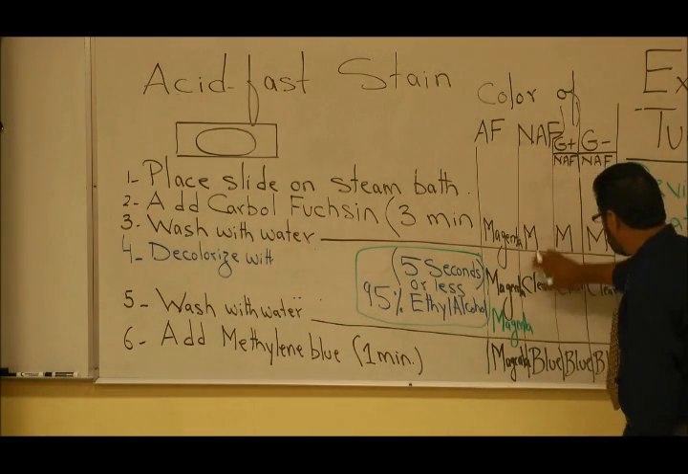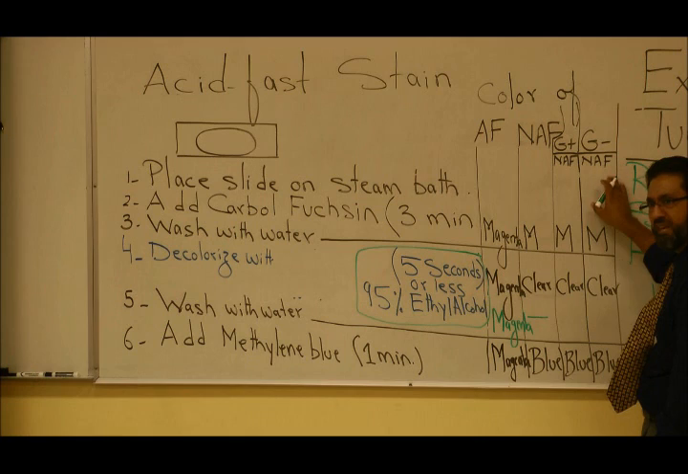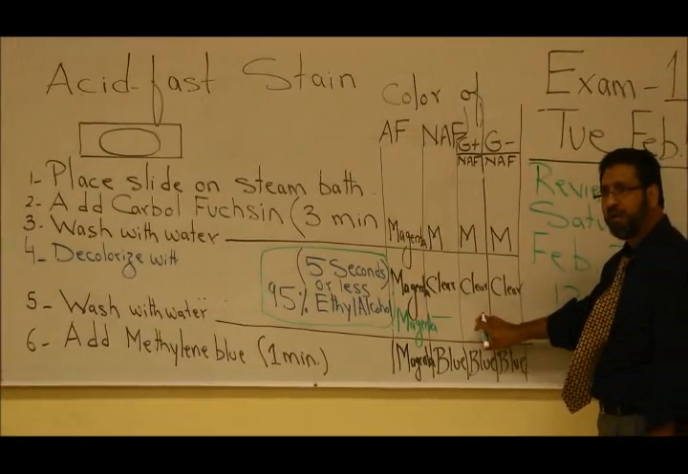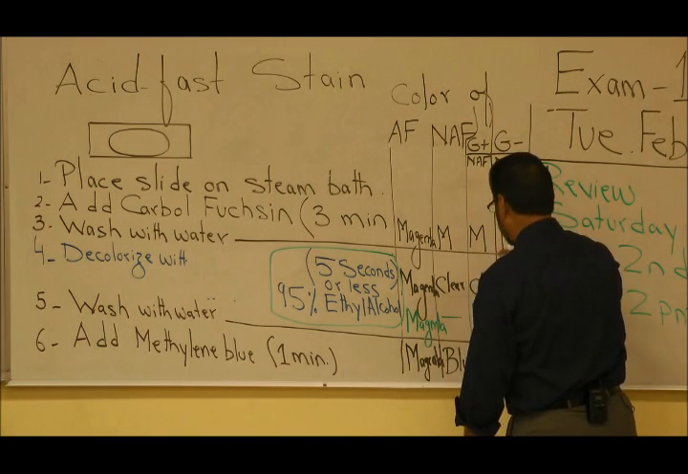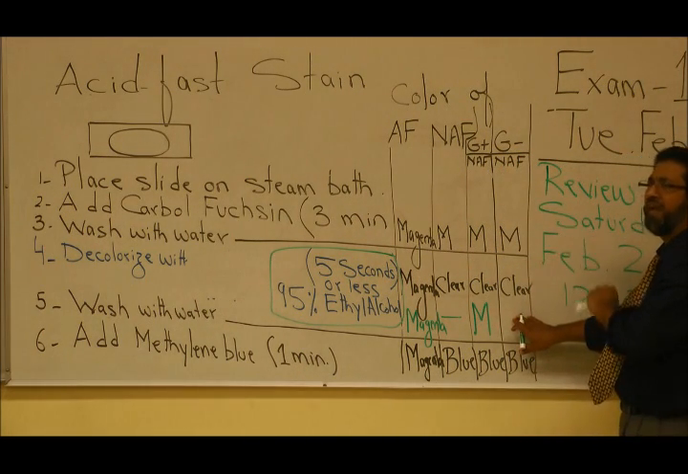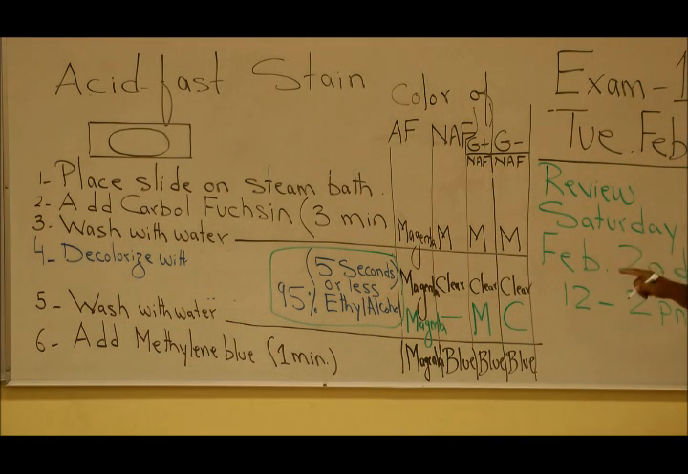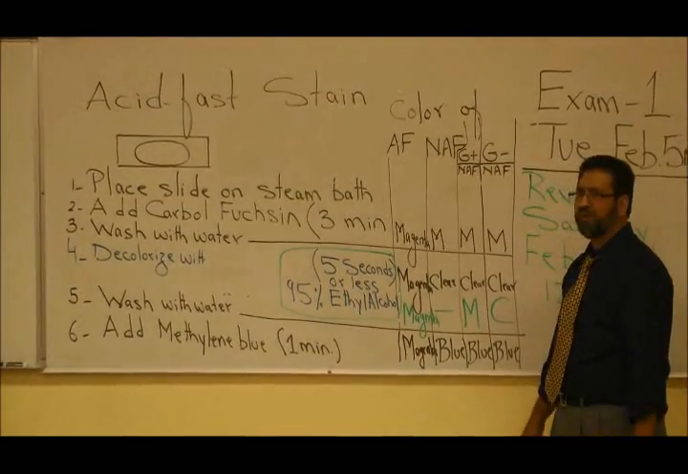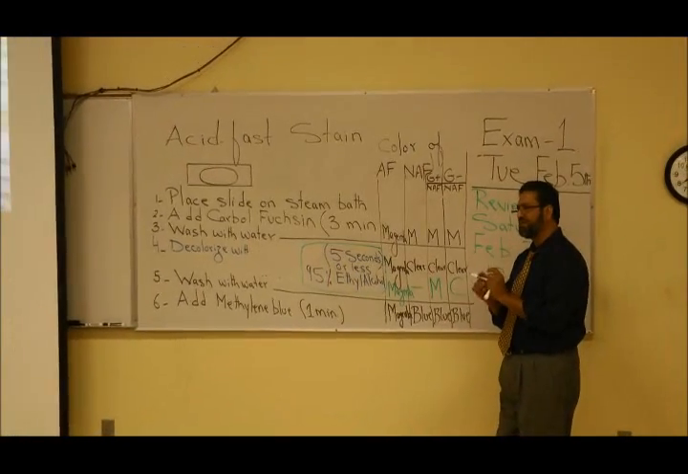Now this one, non-acid fast, I'll skip, because this time you have to divide them into gram-positive and gram-negative categories, because that's where you will see the difference. Gram-positive will be what? Magenta. Excellent. And gram-negative will be? Clear. Excellent. And this is why we use acid alcohol for acid fast stain. We do not use ethyl alcohol because these two bacteria have the same color. If you use acid, you must use acid alcohol.